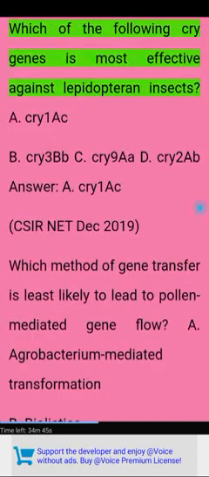CSIR-NET June 2016. Which of the following cry genes is most effective against Lepidoptera insects? A, cry1Ac. B, cry3Bb. C, cry9A. D, cry2Ab. Answer: A, cry1Ac.